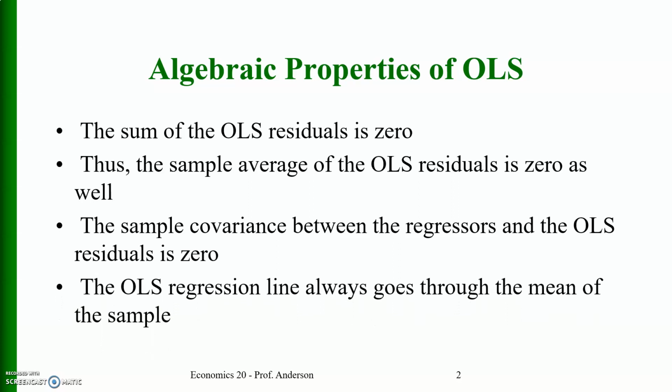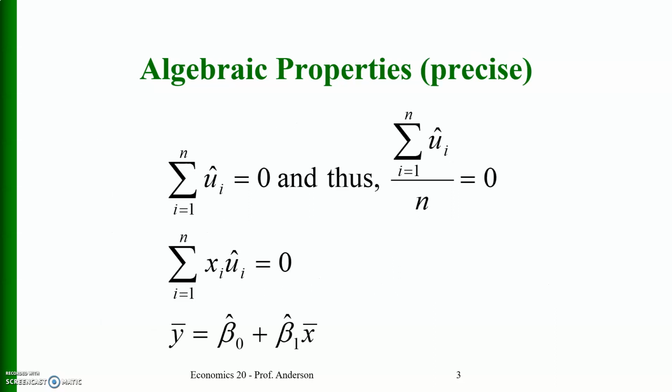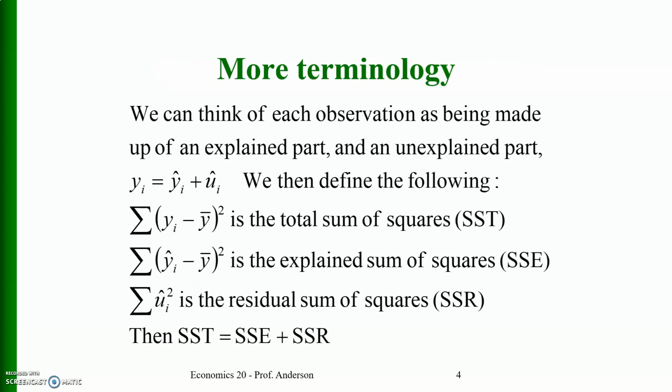The OLS regression line always passes through the means of the dependent and independent variable. These are the mathematical properties. Summation ui hat is equal to 0, and thus summation ui hat divided by n is equal to 0. Similarly, summation xi ui hat is equal to 0, and y bar is equal to beta naught hat plus beta 1 hat times x bar.